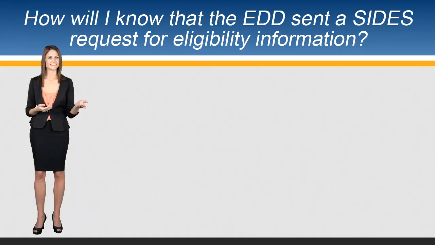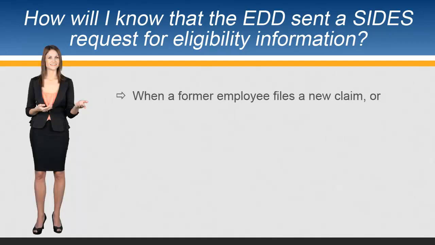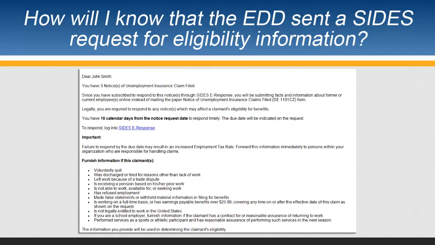How will I know that the EDD sent a SIDE request for eligibility information? Once you've signed up for SIDE's e-response, when a former employee files a new claim or reopens an existing claim, you'll receive an email notification within 24 hours at the email you designated when you signed up.